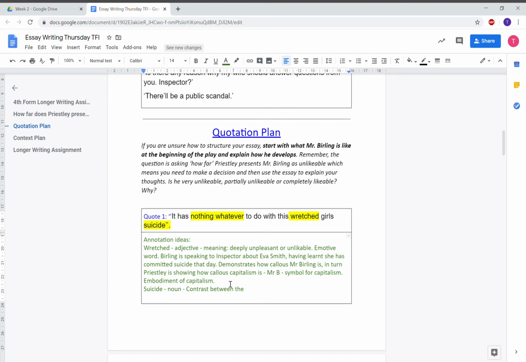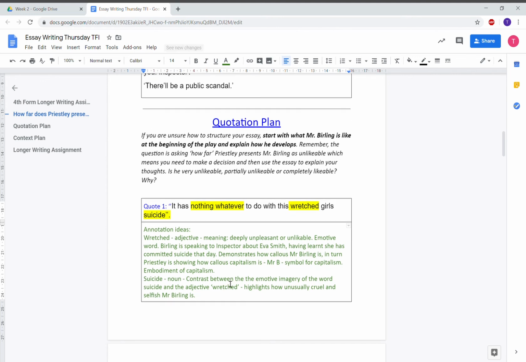One word that you might often hear, for example, would be the poor girl's suicide, but you wouldn't necessarily hear the wretched girl's suicide. So I'm going to try and word that into sentences. I'm going to say there's a contrast between the emotive imagery of the word suicide and the adjective wretched. It highlights how unusually cruel and selfish Mr. Birling is.